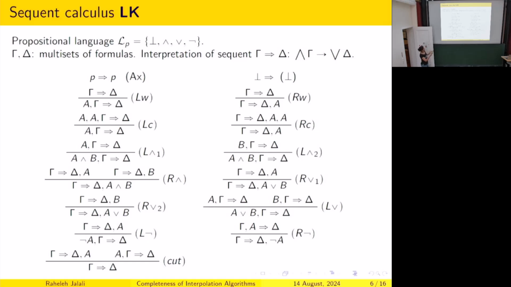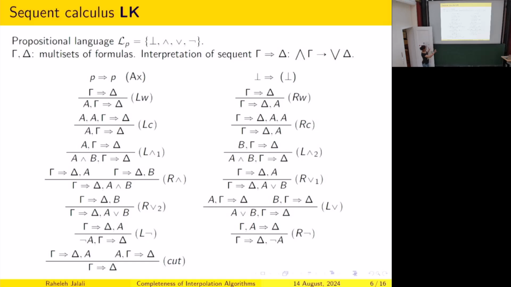And then LK, the sequent calculus LK, consists of these axioms and rules. So the axioms are the identity axiom and the bottom axiom, and then left and right rules for each connective. For instance, we have left and right conjunction rules, for disjunction, for negation. We have structural rules, weakening and contraction, right and left. And one more thing, the sequent above the line is called premise, below the line conclusion. And of course, we have the cut rule. This formula A is called the cut formula.